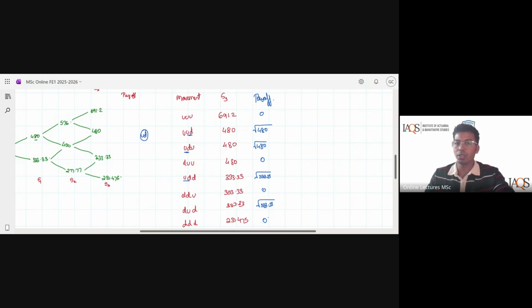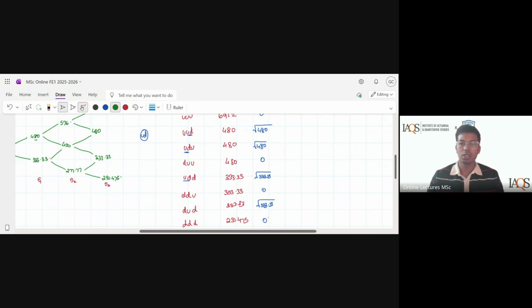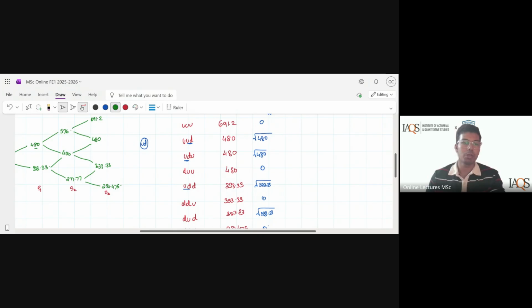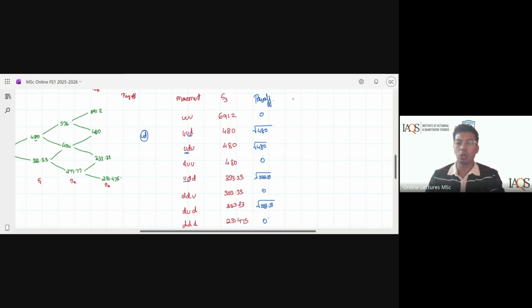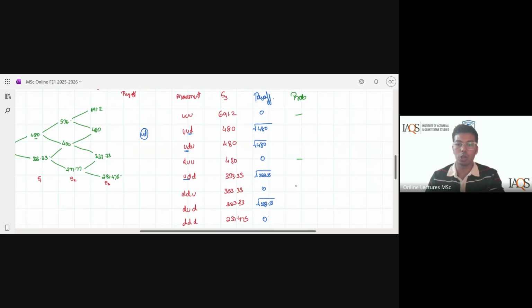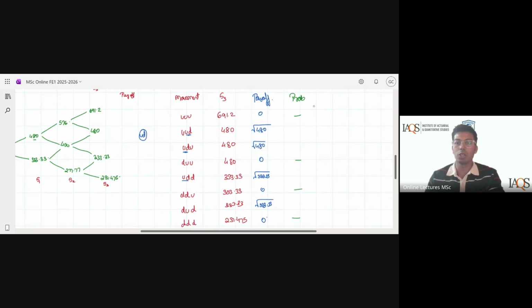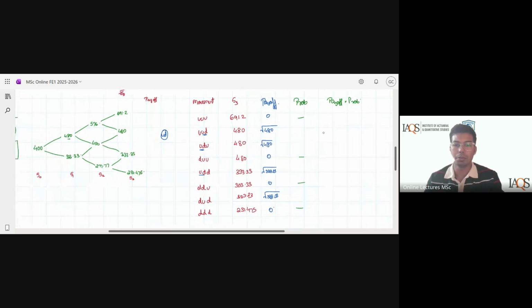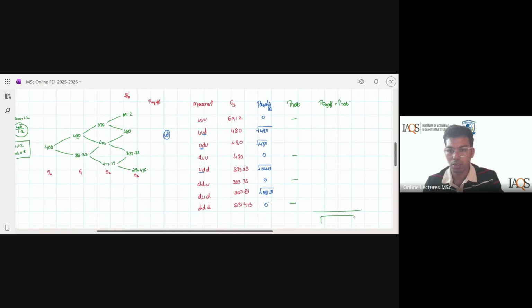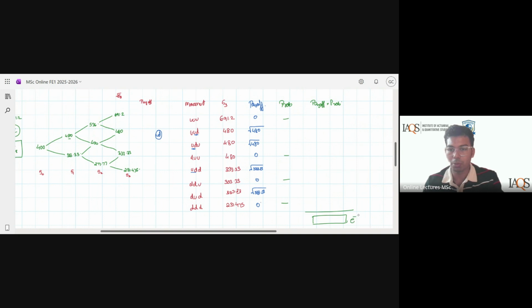Understood? How did we determine the payoffs? Once you get the payoff, you have your difficult part done. Now you create one more column of probability. Do it only for the ones where you have a non-zero payoff. It's not required where you have a 0 payoff. Get your payoff, get your probability, do payoff into probability, and then multiply by the PV factor. It's a 3-step binomial model, so e raised to minus 6% into 3.